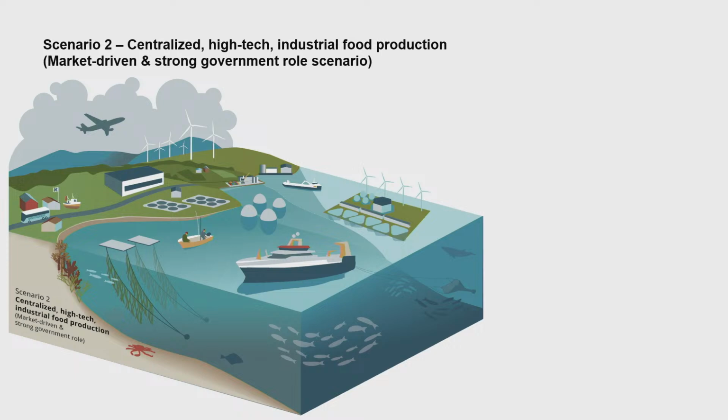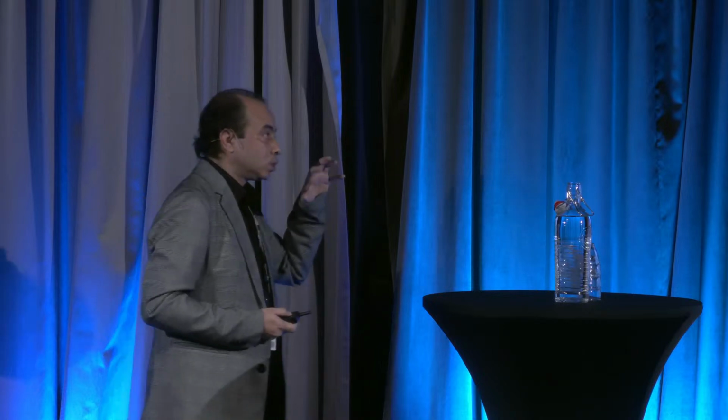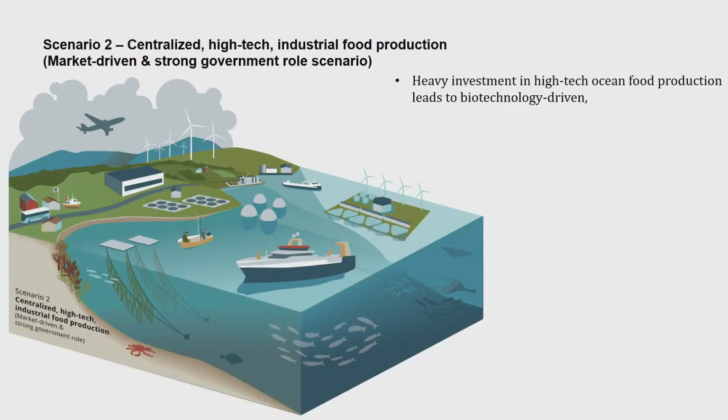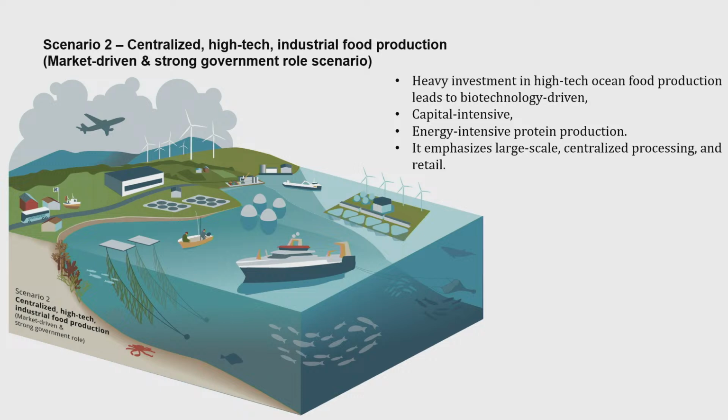The second scenario is centralized high-tech industrial food production. This is driven by the market, and there is a strong government role in this scenario. It's heavily invested in high-tech ocean food production, and this will lead to a biotechnology-driven solution. It's capital intensive, there is a lot of money here, and energy intensive. It emphasizes large-scale and centralized processes and industry mechanisms. In this scenario, we decouple food production from the land and animals into the ocean, using technology, robotics, and AI.